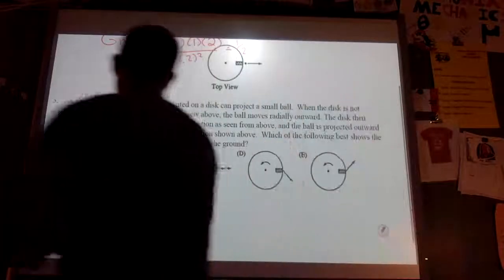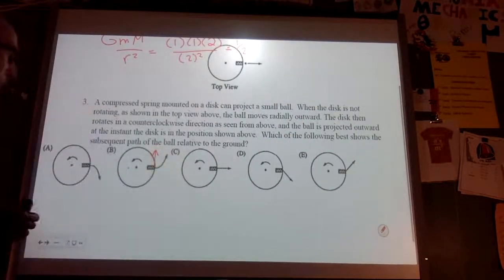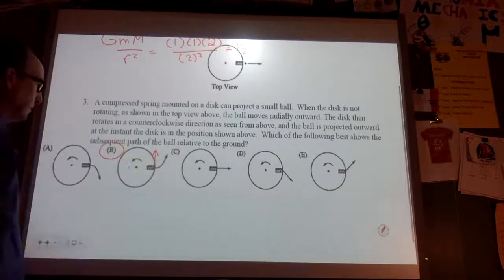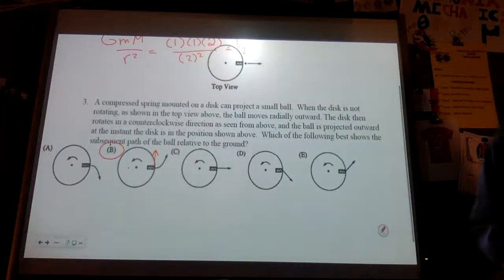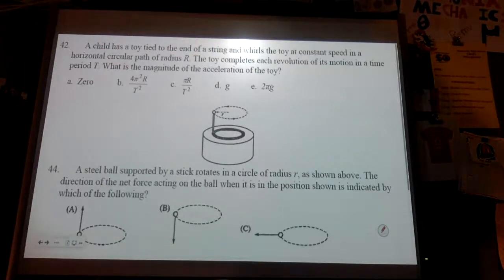So it is going this way. The ball would like to go that way, so when I push it out, it's still going to have that tangential speed. So an object in motion in a straight line wants to stay in straight line motion.